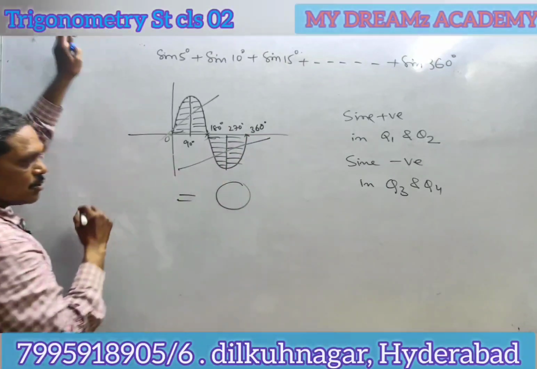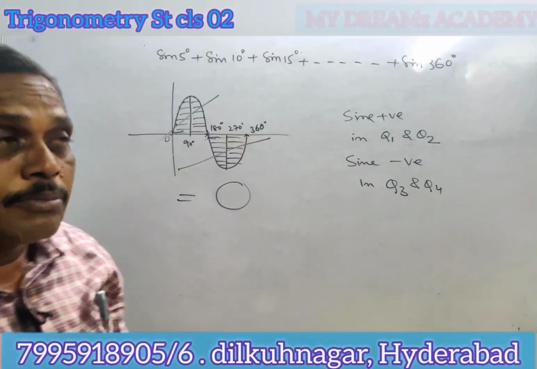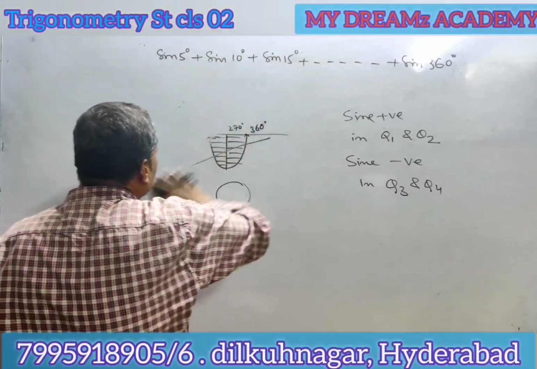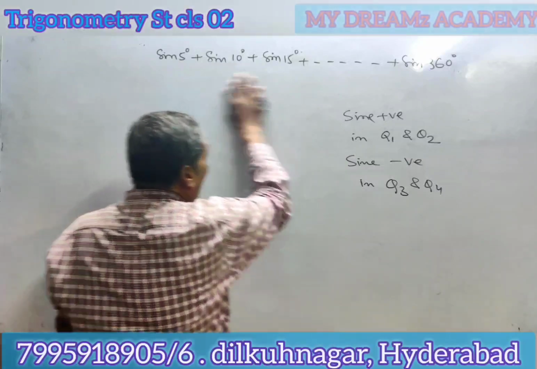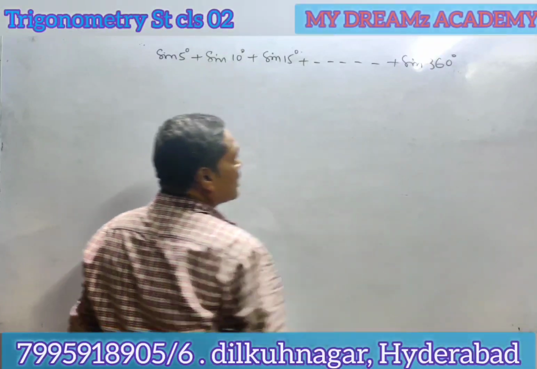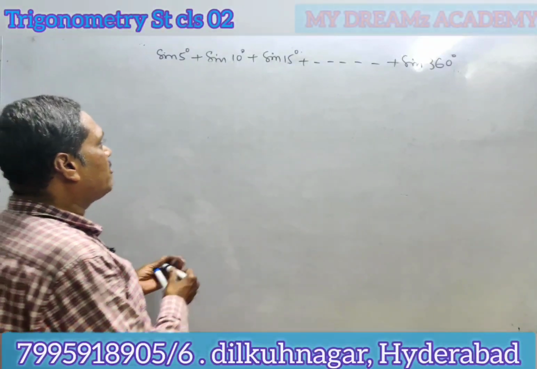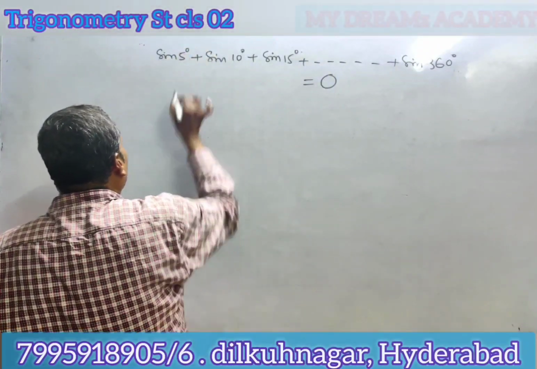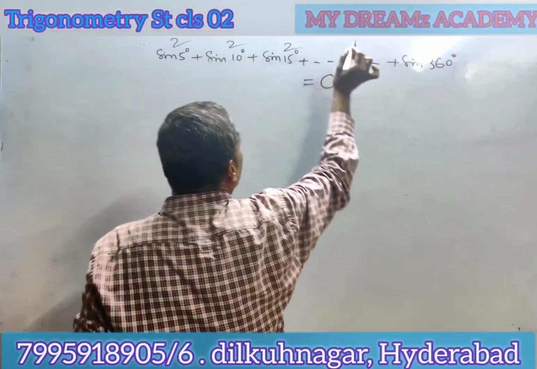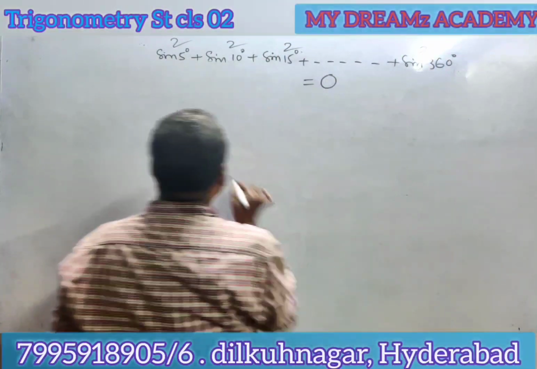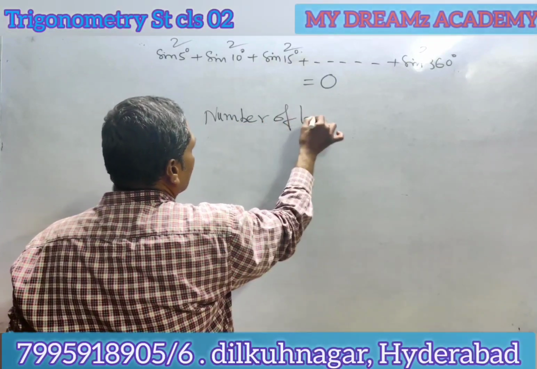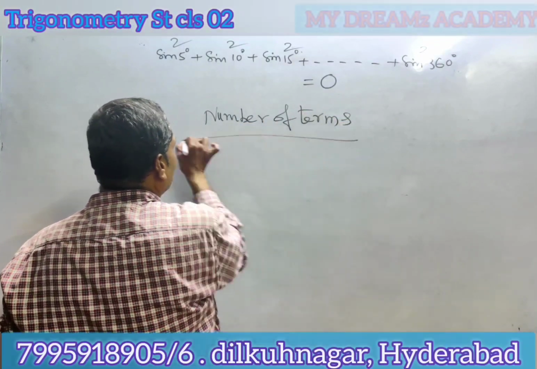Answer is 0. Remember, from first quadrant to fourth quadrant, if given sine, cos, tan, whatever it may be, all get cancelled. Answer you will get always 0. Suppose they are in the form of squares, you apply number of terms. Why? Because squares cannot be cancelled.